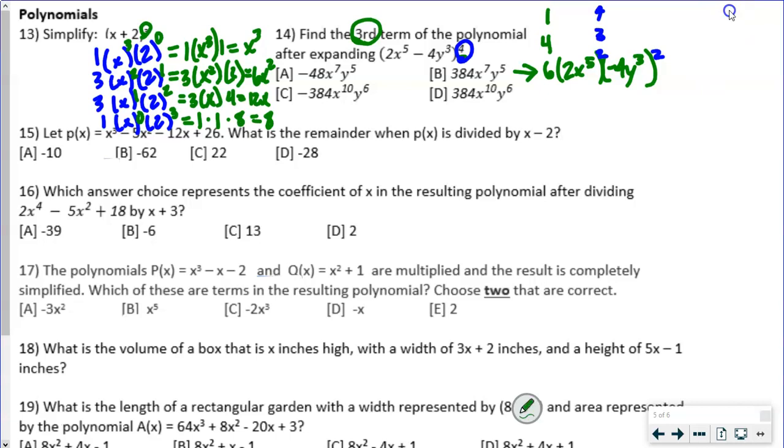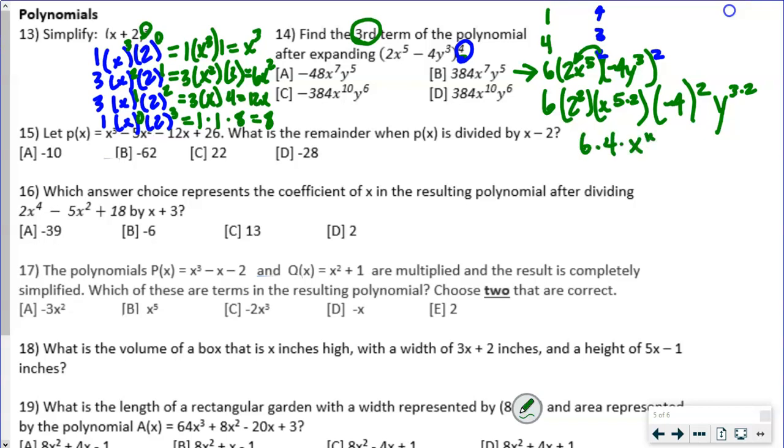So we've got our 6. And remember, we're going to apply the squared to both the 2 and the 5, okay? So this is going to be 2 squared, and then x to the 5 times 2, right? Then we've got our negative 4 squared, and our y to the 3 times 2, right? So let's keep simplifying down here. So this is going to be 6 times 4 times x to the 10th times 16 times y to the 6th.